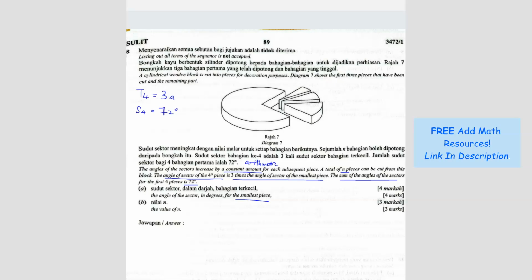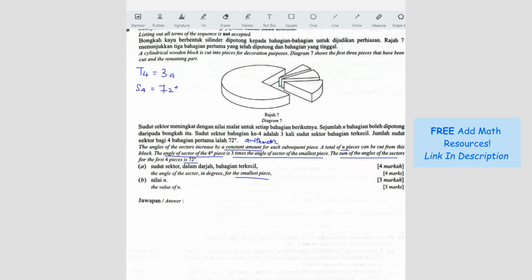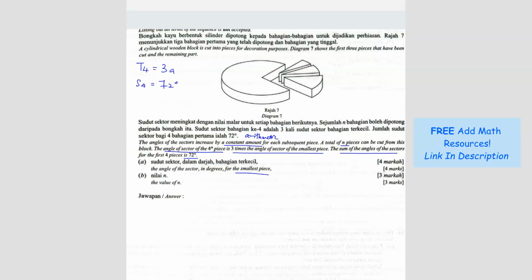So we have to use these 2 equations. Why? Because if we use this equation, we don't have the d value. So we have 2 unknowns. We have the a value to find and we don't have the value of d. So we need these 2 equations to do simultaneous equations. Okay, so let's do the first one, question A.